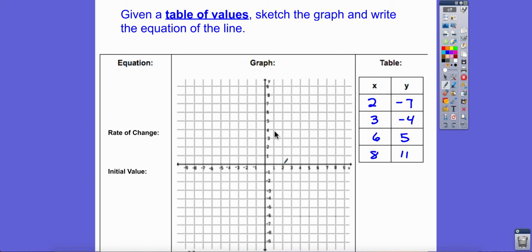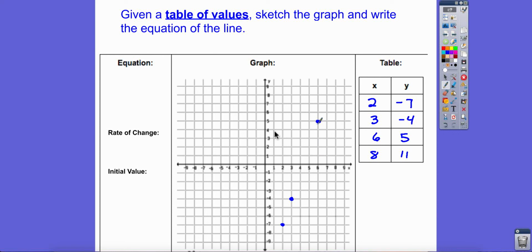So I know that I have this 2, negative 7, 1, 2, 3, 4, 5, 6, 7. I've got a point right here. I've got the point 3, negative 4. So I'm over here at 3, and I've got 1, 2, 3, 4. And then I've got 6, and up at 5. 1, 2, 3, 4, 5.